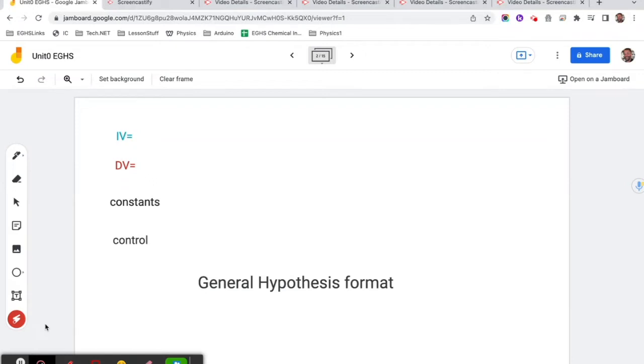So let's start out with the definitions of these: independent variable, dependent variable, constants, and a control. A lot of textbooks like to say the independent variable is independent of the dependent variable. That's why it's called the independent variable. The dependent variable depends on what you do to the independent variable. I find that very confusing, so I've come up with some definitions that are more user-friendly for students, I believe.